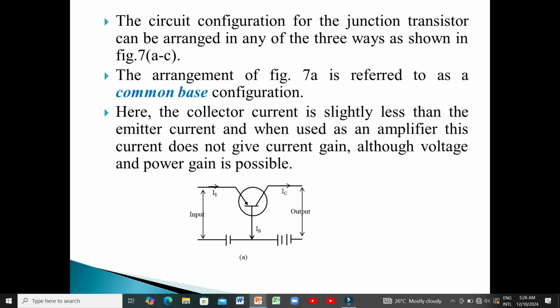The circuit configuration for the junction transistor can be arranged in any of the three ways as shown in Fig 7a to c. The arrangement of Fig 7a is referred to as a common base configuration. Here, the collector current is slightly less than the emitter current, and when used as an amplifier, this current does not give current gain, although voltage and power gain is possible.